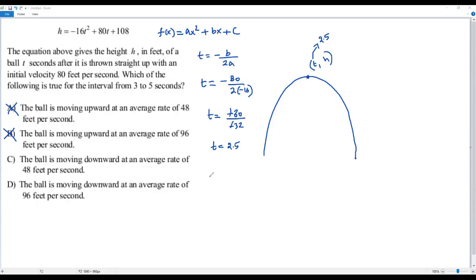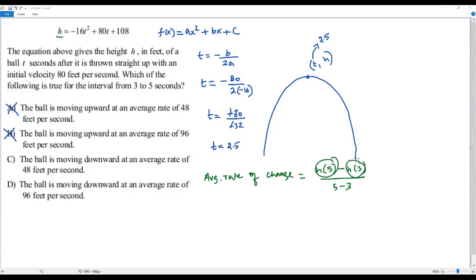Now let me write it over here. The average rate of change of the function is h of 5 minus h of 3, divided by 5 minus 3. We have to find the value of the function h at t equals 5 and at t equals 3, take the difference in the numerator, and find the difference between these two times in the denominator. Now we have to get the value of h when t is 5, and also when t is 3.